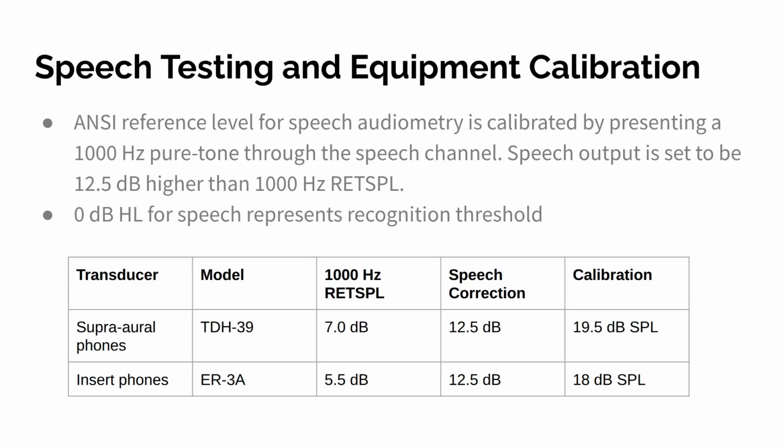So if you were measuring with a sound pressure level meter and you wanted to convert from dB SPL to dB HL, then you would use these conversion factors. I'm sorry, if we're going from SPL to HL, we would subtract the conversion factor. If we're going from HL to SPL, we would add that calibration conversion factor.